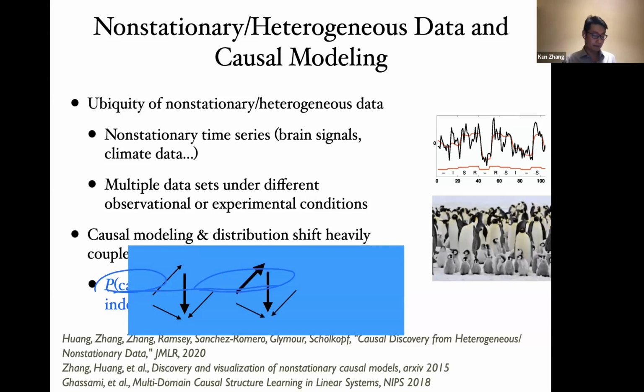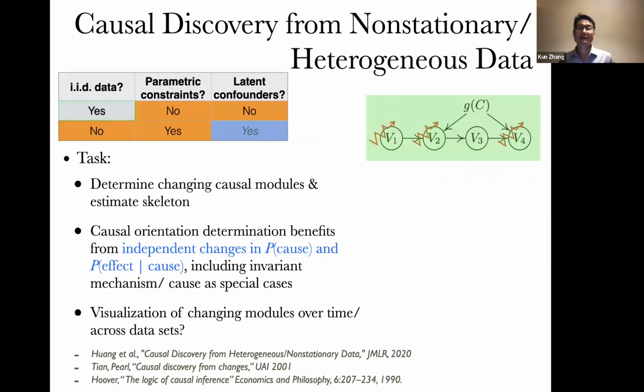Okay, so first of all, let's try to have a method to discover causality from data collected across multiple conditions or non-stationary data. There are a number of tasks.